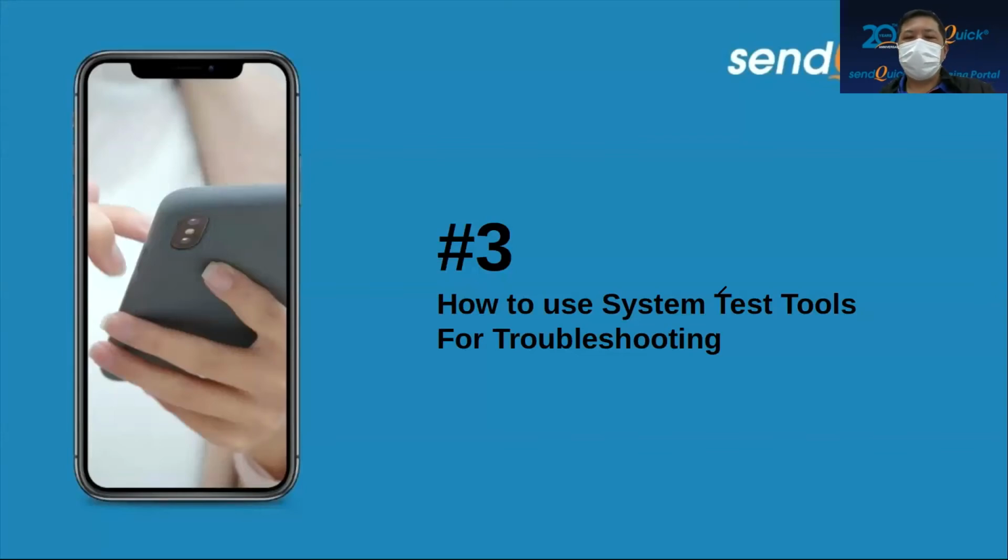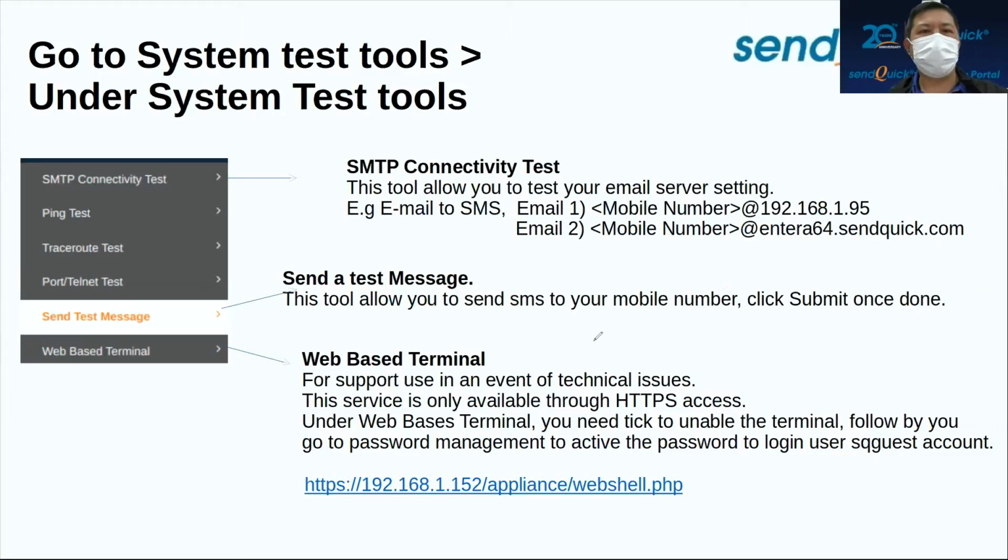How to use the system test tool for troubleshooting. Basically, we have the built-in system test tool. These test tools allow you to do some testing. You can send an SMS to test whether SendQuick is sending out SMS messages, or email to SMS to test whether SendQuick is sending out the email to SMS. Before we get started, there are some slides which I want to explain to you. Where can you find this system test tool? It's under the system test tool.